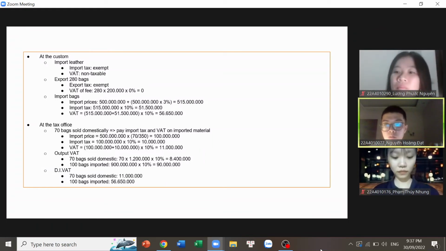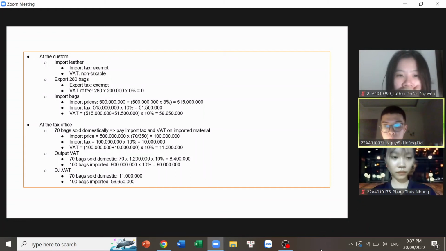We import bags from the UK. The import price is 515 million dong. The import tax is 51.5 million dong and the VAT is 56.65 million dong. At the tax office, we have to pay import tax and VAT on imported material for 70 bags sold domestically. The import price is 100 million dong. The import tax is 10 million dong and the VAT is 11 million dong. The output VAT of 70 bags sold domestically is 8.4 million dong.